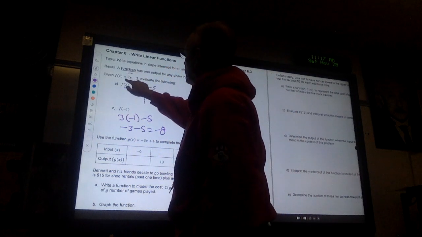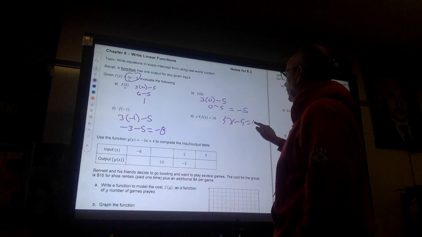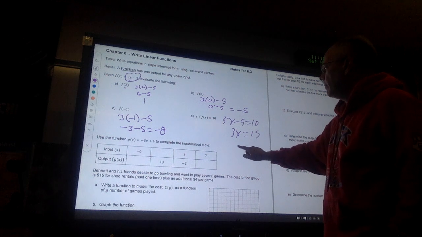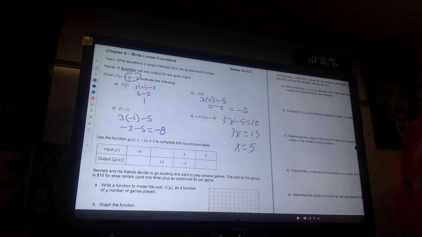And this one looks a little bit different. So that means I'm going to take this equation here and set it equal to the 10 and then solve it. So add 5 to both sides, divide each side by 3 and reduce, so x equals 5. Okay, so take note when that looks a little different.